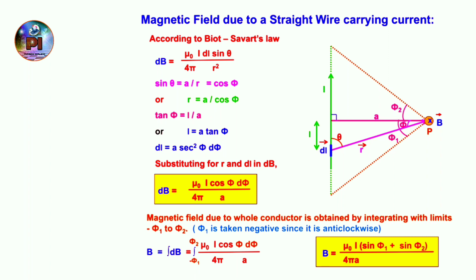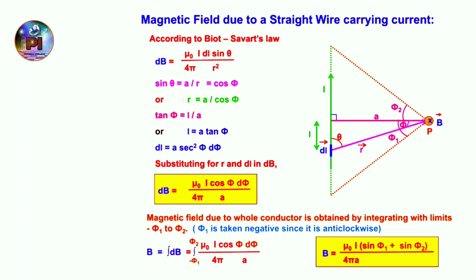So the distance from the wire is a, and we are choosing one small current element dl of length dl, and the midpoint of this dl is joined to point P. This distance will be taken as vector r, or simply, if you take the magnitude, you can take r. The angle made by this current element with the direction of the distance is taken as theta. The two angles, the upper one and the lower one, are taken as phi 2 and phi 1, as you can see from the figure. And now we need to find the magnetic field at point P.